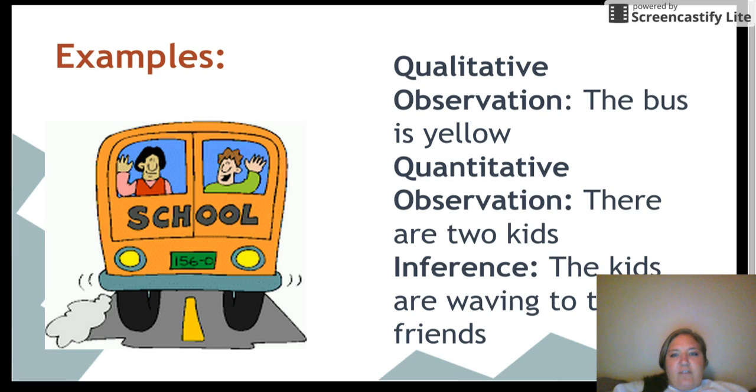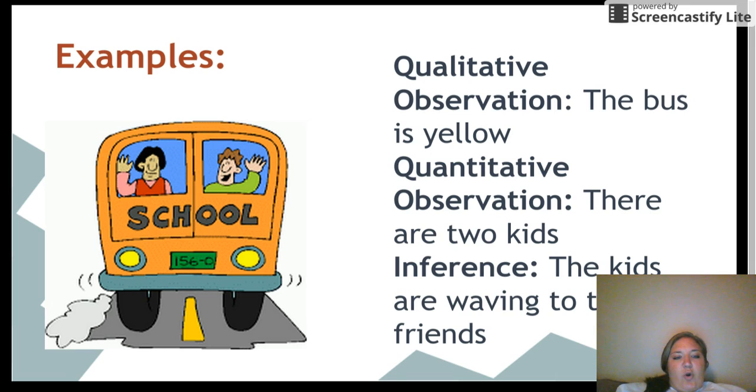So let's talk about an example. If we were to look at this picture of a school bus and we wanted to make a qualitative observation, we could say that the bus is yellow. That's qualitative. There's no numbers involved. It's just a description. The bus is yellow.